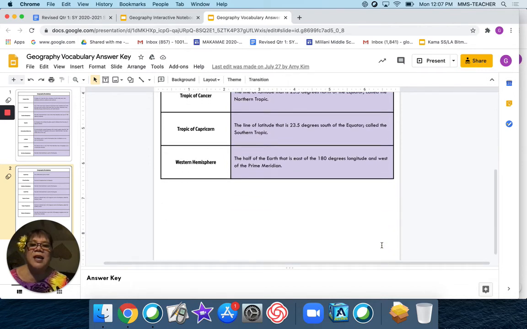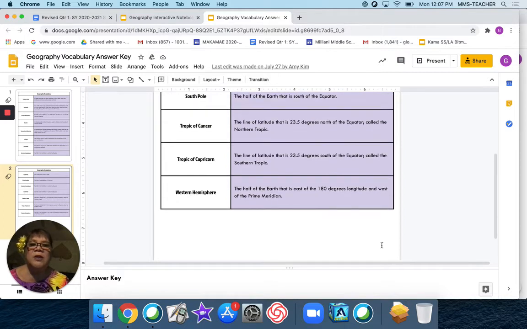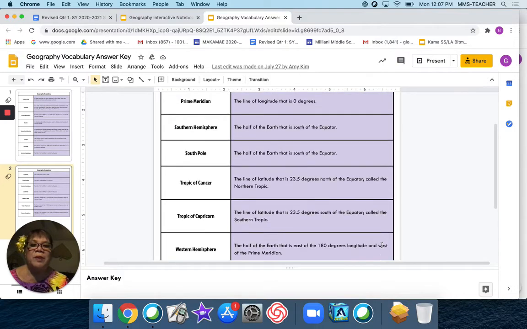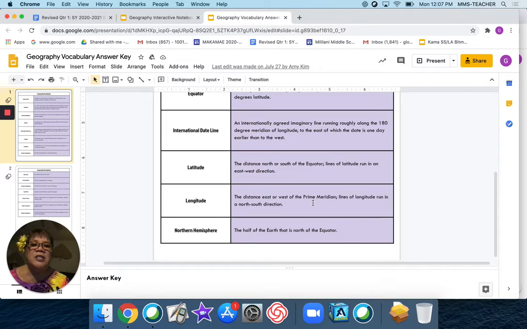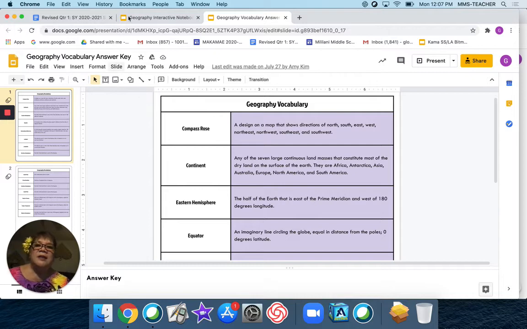Okay, so these are your geography vocabulary words that you will need to learn, to try to remember, memorize if necessary. And so you are to type in each of these definitions in your purple boxes that is on your electronic interactive notebook that we send to you. Okay, and again, pause it so that you can go ahead and copy the notes as needed.